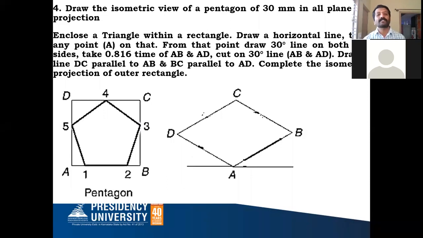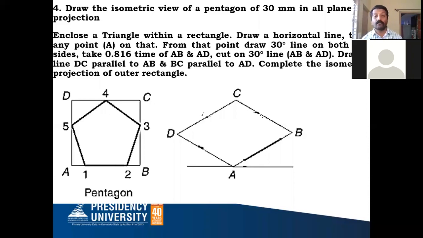I'll call the outer box ABCD, so it is easy for me to identify with the letters and numbers. That's why I've taken it like this. So first, what is the procedure? First, I'll draw the isometric projection for the outer box which I have drawn around your pentagon.